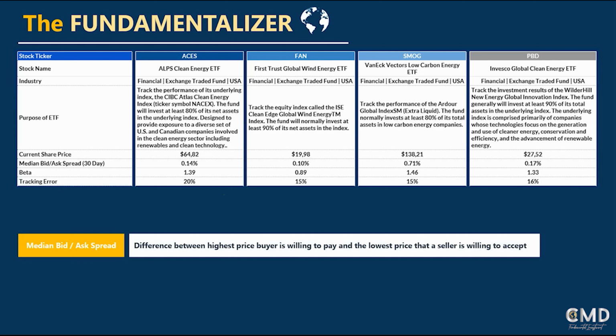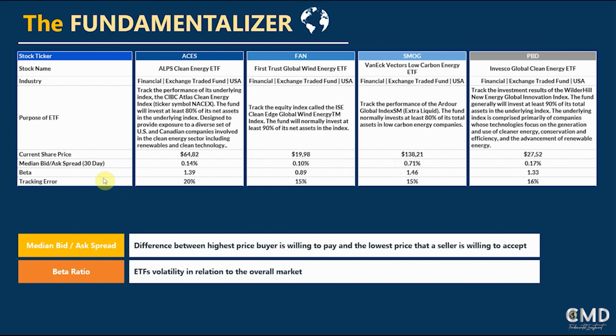So we look at the median bid-ask spread, which shows the difference between the highest price buyers are willing to pay and the lowest price that a seller is willing to accept. And if this percentage is high, it means that it's not that liquid. If it's low, it means that it's liquid. So we can see here across the board that all of them are relatively liquid. SMOG has 0.71, but it's not that much.